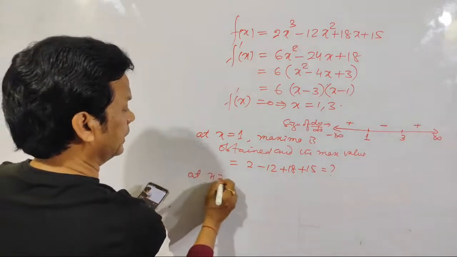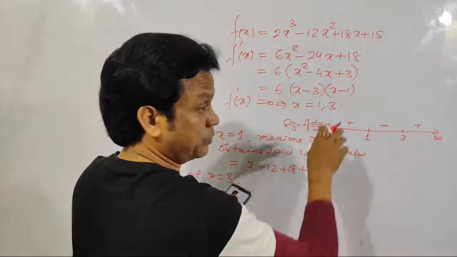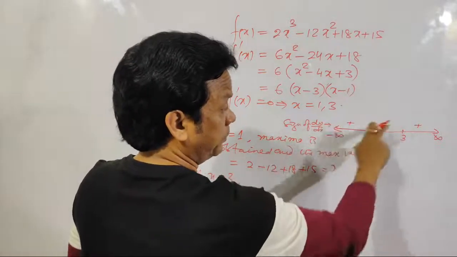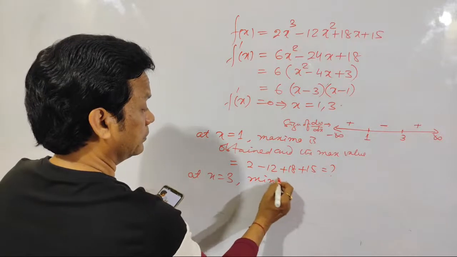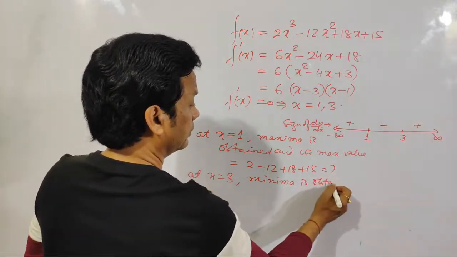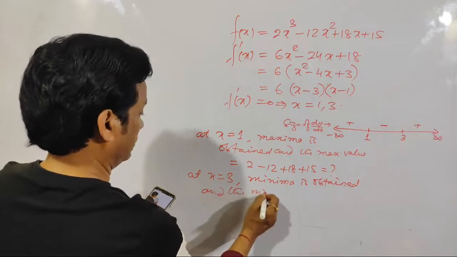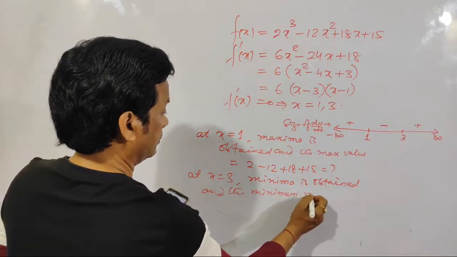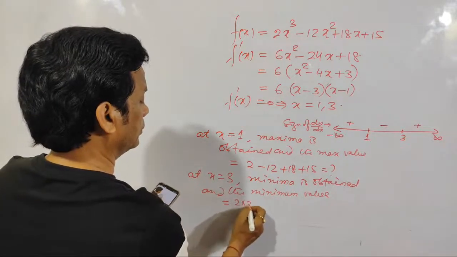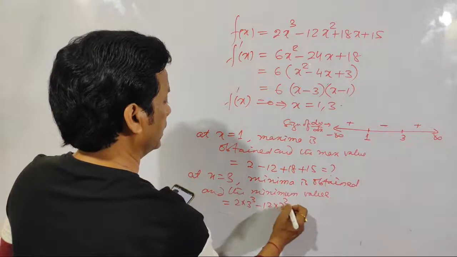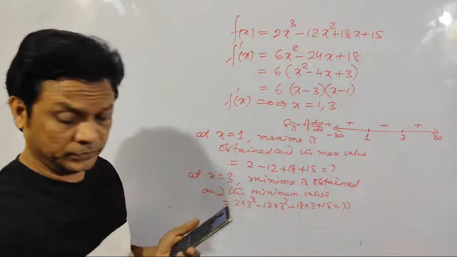And at x is equal to 3, the sign of the derivative changes from negative to positive. You should test, or you should move from left to right, not from right to left. While moving from left to right, if the sign of the derivative changes from negative to positive, then minima will be obtained. Minima is obtained, and the minimum value is equal to, put x is equal to 3 here. So 2 into 3 cube minus 12 into 3 square plus 18 into 3 plus 15, and you can calculate that value. It is clear to you or not?